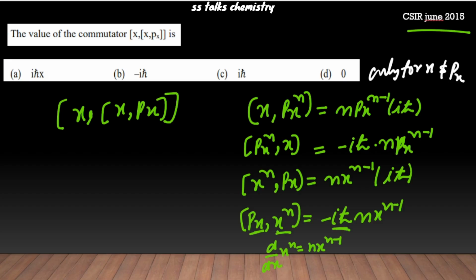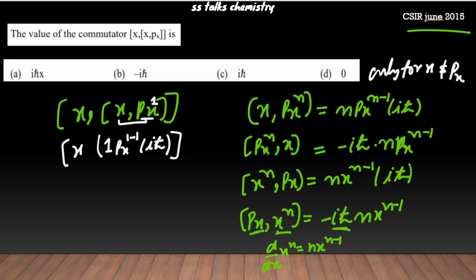Okay, so now here the value, firstly this commutator [x, px] that you are having. Now px is raised to the power of 1 only, so it will be 1 times px^(1-1) into iota h cut of it, right? This is the commutator.